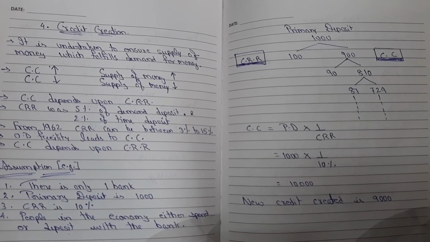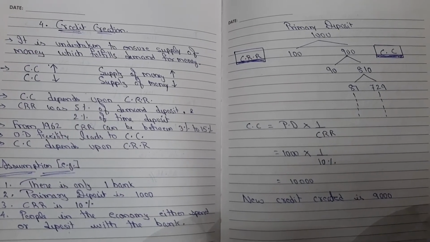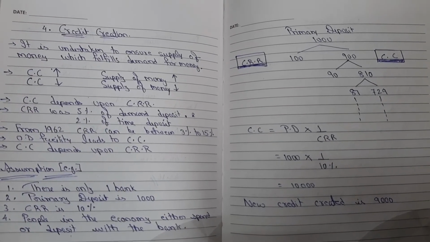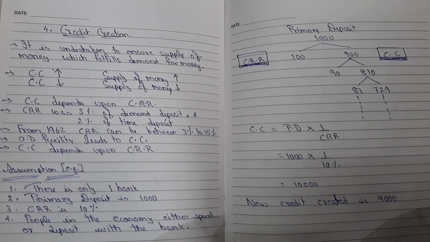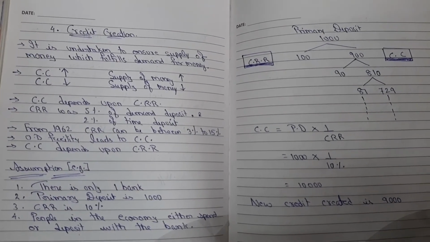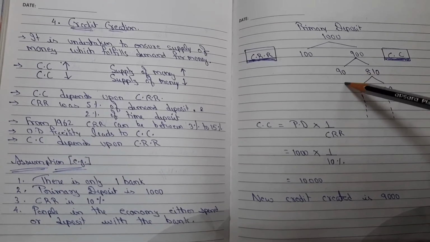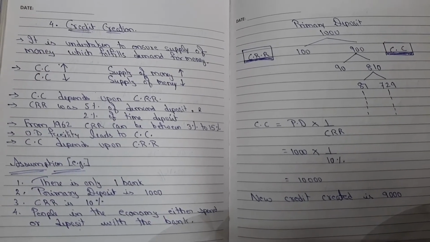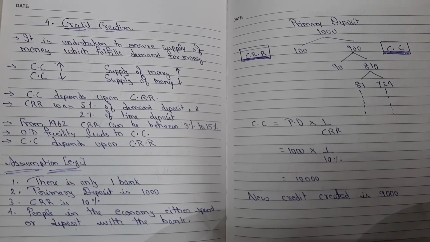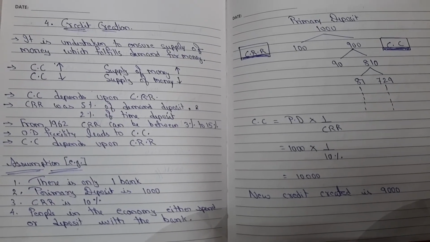Now this 900 will circulate in the economy, and again it will come to the bank because there is only one bank and people will either deposit or spend. So if they spend, money will go to another person and again it will come into the bank. So now bank is receiving 900 rupees. Out of 900, 90, that is 10%, is kept as reserve, and 810 is the credit created. This process continues. Now the question arises that how much credit has been created.